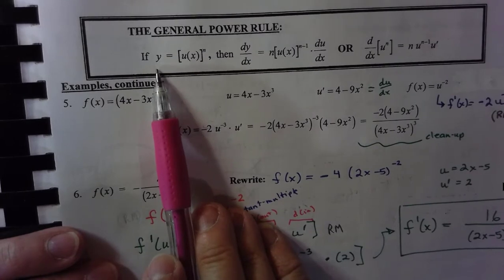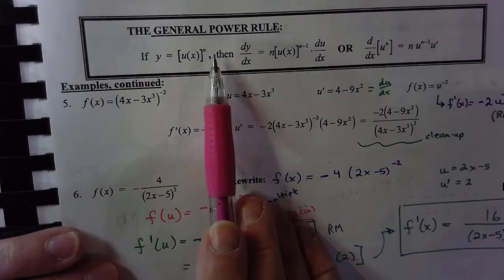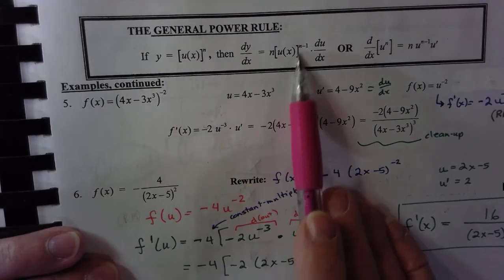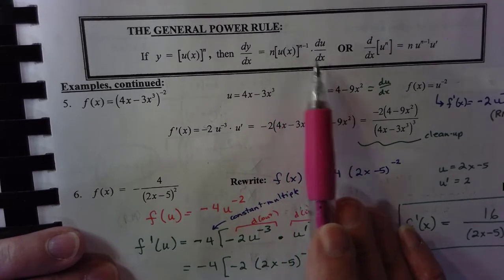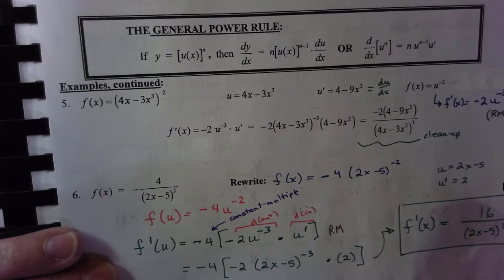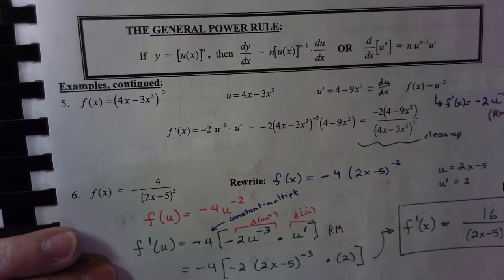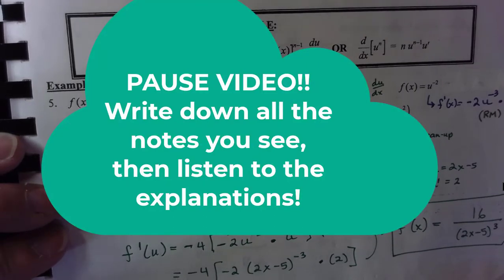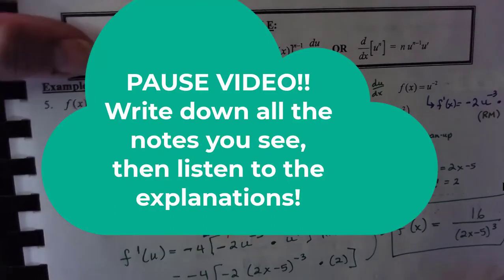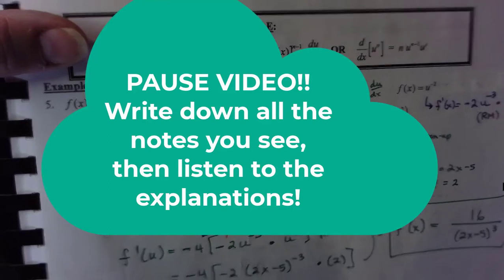So with the chain rule, our general power rule is to bring the n down times u of x to the n minus 1, and then the derivative of u with respect to x. So we're going to continue with our examples. I'm going to pause the video and let you write down everything you see on the page so that you can then listen to the instruction.